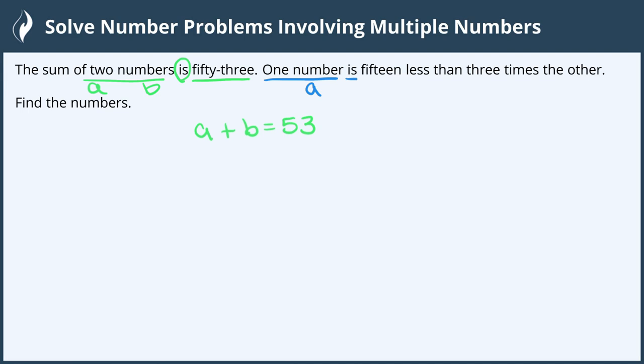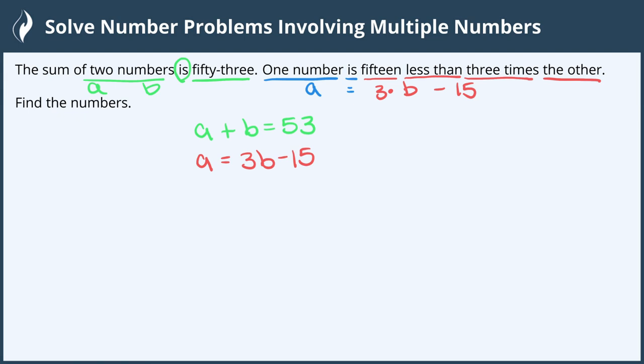A, and then we translate "is" means equals. Then we have our tricky phrase, "less than," which reverses the order. So 15 less than means we will subtract 15. 3 times, which means 3 being multiplied to something, goes beforehand because of the less than, the other number, which we have is B. There we go. Now we have both of our equations: A plus B is 53, and A equals 3B minus 15, simply by translating it.